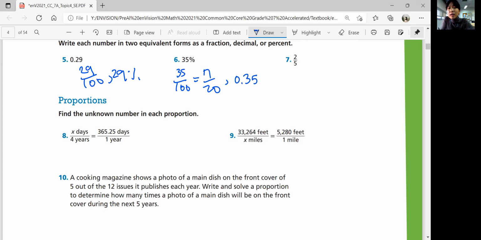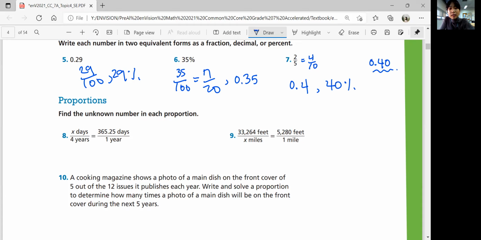Okay. Number 7, 2 over 5 is a fraction, so convert that to a decimal. That's also 4 out of 10. So that's going to be 0.4. And percentage-wise, it's 40%, not 4%. Remember that, okay? 0.4 is 0.40. Number 8, find the unknown number in each proportion. And you're just checking your answer, okay? Come back when you are ready for answers.